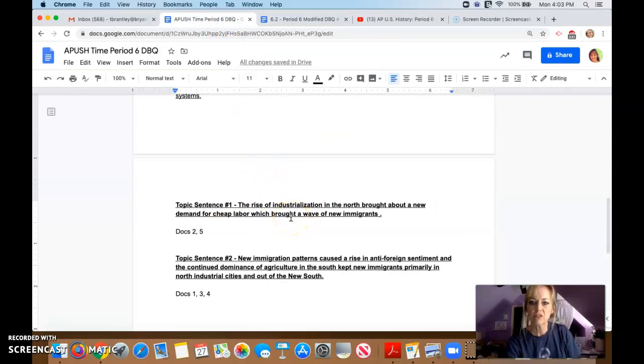The rise of industrialization in the North brought about new demand for cheap labor, which brought a wave of new immigrants. And so you can use document 2.